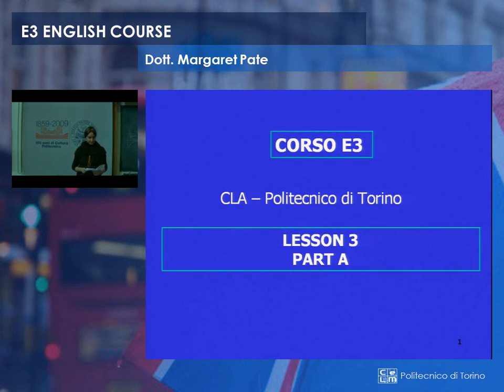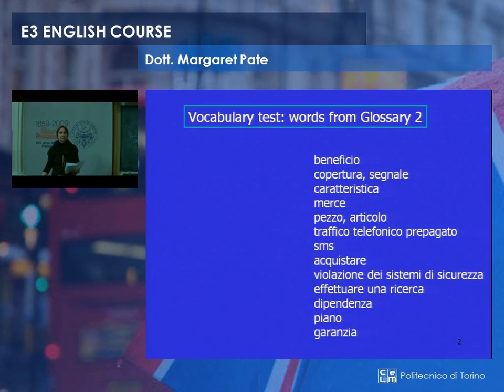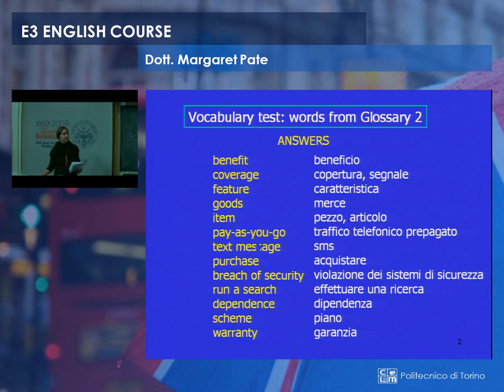Okay. All right. If you didn't understand my Italian, these are the words I said. And the answers that you should have written are these. Beneficio is benefit. Copertura, quite similar, coverage. Caratteristica, a feature. What features does your telephone have? Merce, we said goods, always in the plural form. Pezzo, articolo is item. Pay as you go.